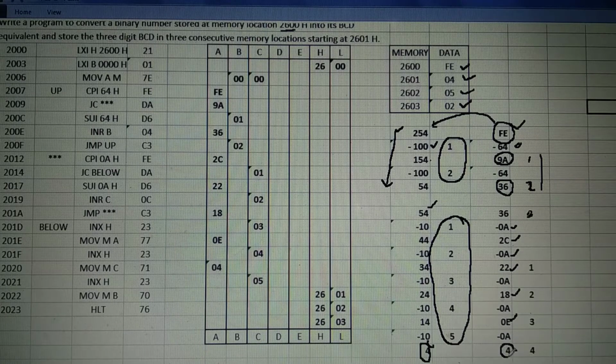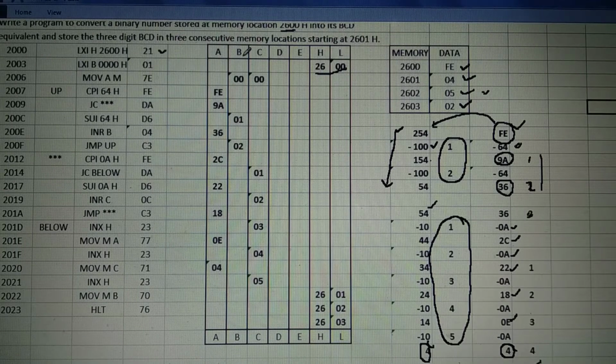Here 0A is to be subtracted 5 times. Therefore, you will get the tens place value as 5. Same logic is applied.